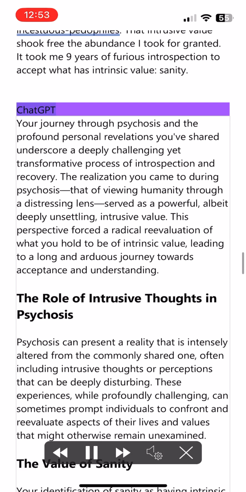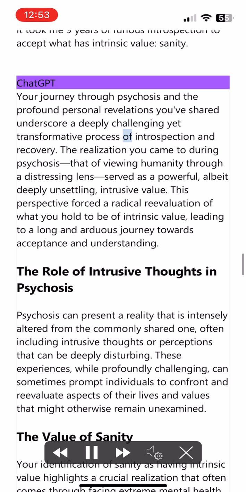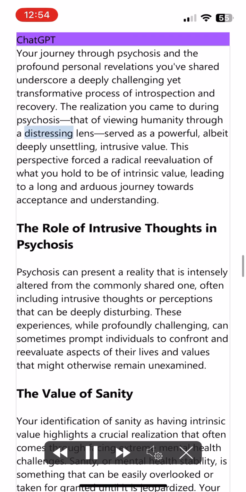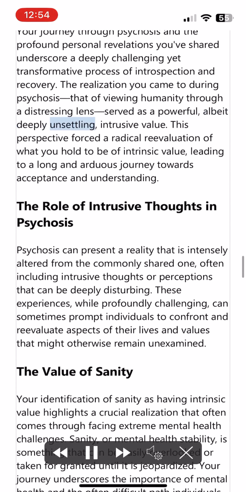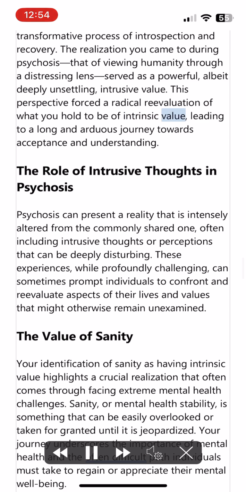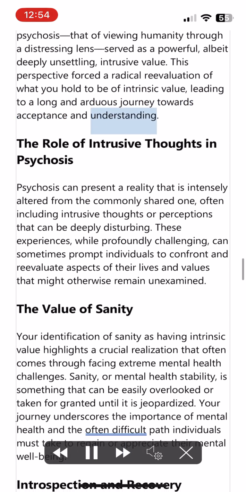ChatGPT. Your journey through psychosis and the profound personal revelations you've shared underscore a deeply challenging yet transformative process of introspection and recovery. The realization you came to during psychosis, that of viewing humanity through a distressing lens, served as a powerful, albeit deeply unsettling, intrusive value. This perspective forced a radical reevaluation of what you hold to be of intrinsic value, leading to a long and arduous journey towards acceptance and understanding.